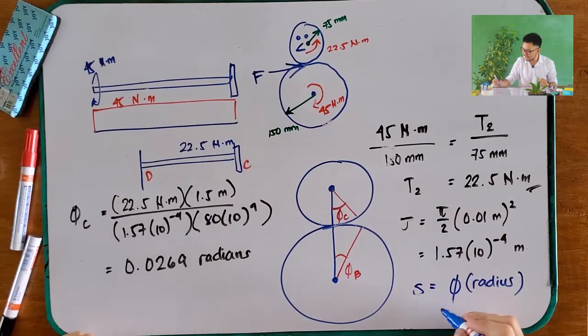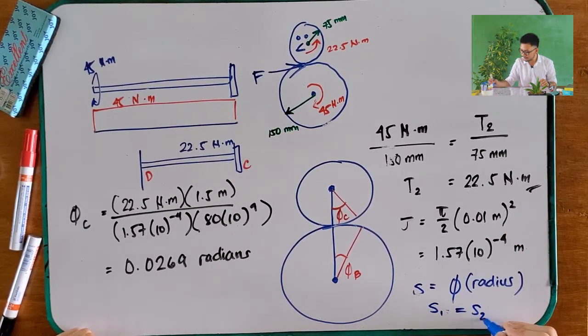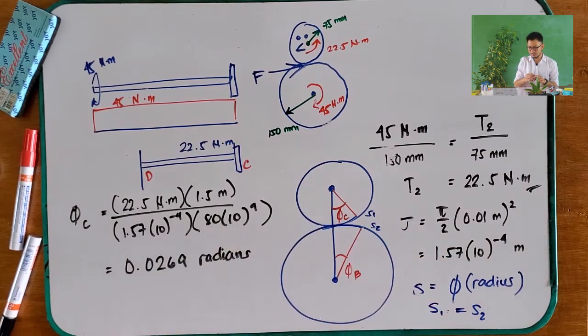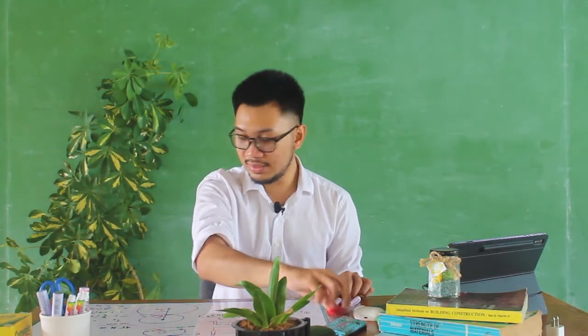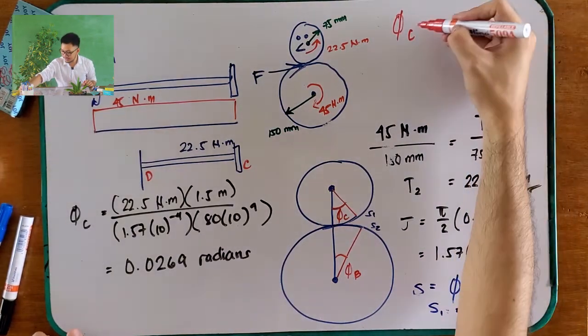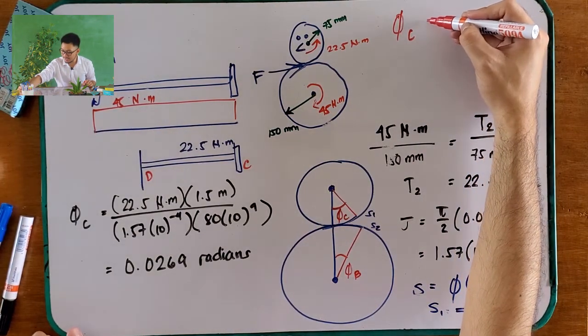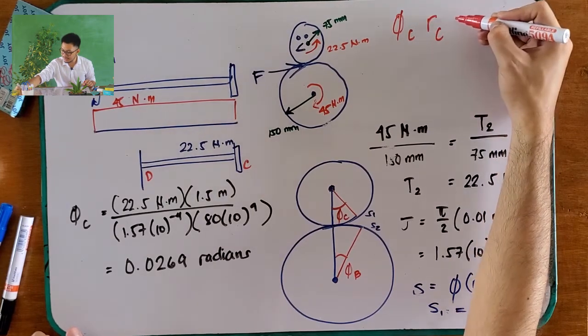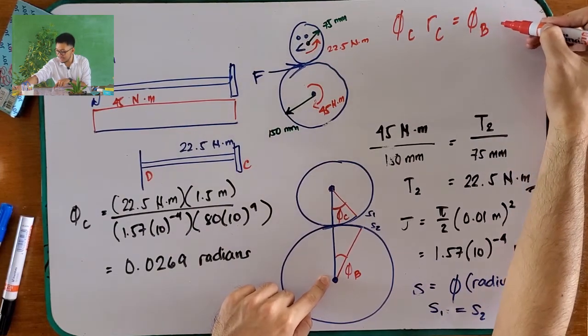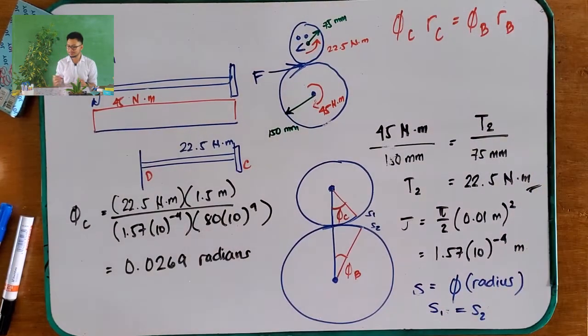Diba? So, in order for you to get phi B, since S1 is equal to S2, this is your S1 and this is your S2. So, if S1 is equal to S2, then basically, your phi C multiplied by the radius of C is equal to your phi B multiplied by the radius of B. Okay, so we will have this equation.